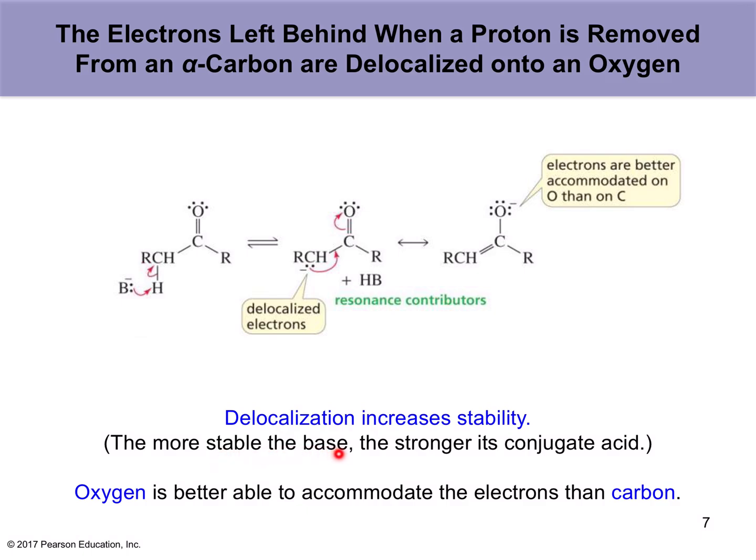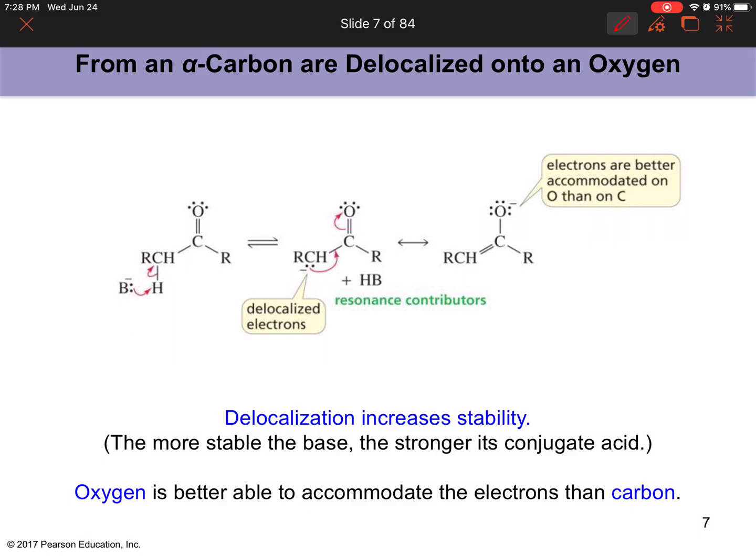The more stable the base, the stronger its conjugate acid. Oxygen is better able to accommodate the electrons than carbon. So this is the base that you generated. Now this is the acid. We consider this the acid, a carbonyl compound, an alpha carbon carrying an alpha hydrogen. And what we have written here is the conjugate base.